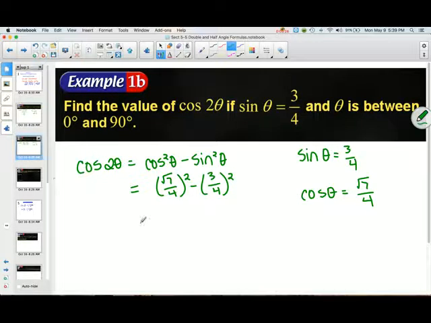And remember, when you square a fraction, you square the top, square the bottom. So when you square the square root of 7, you get 7. So I'm going to get 7/16 minus 9/16. So my answer is negative 2/16, and that's cosine 2 theta.